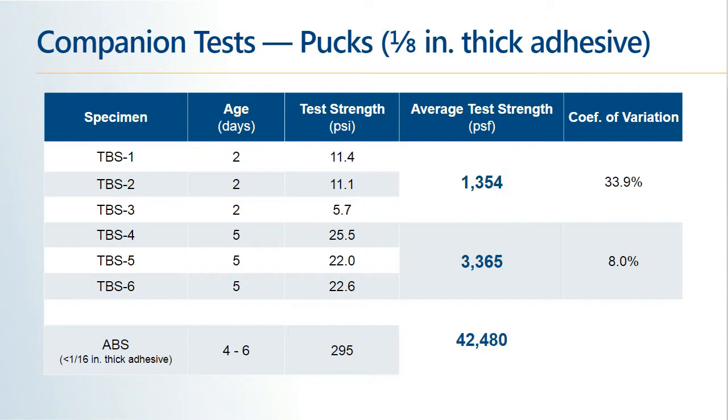And then the puck that was the less than 16-inch thick adhesive measured 295 psi, and it shows that the strength of 42,480 pounds per square foot.